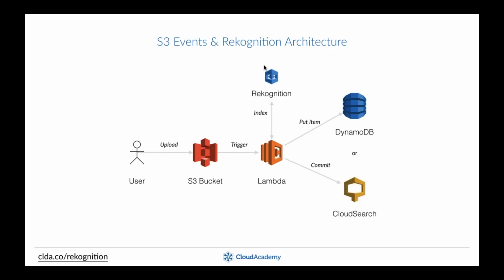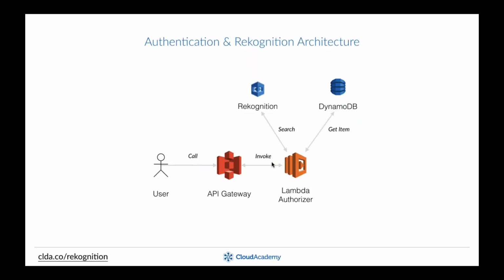So you don't need to run Rekognition in the client or in your mobile application or web application. You can do everything behind the scenes and connect everything with AWS Lambda, for example.